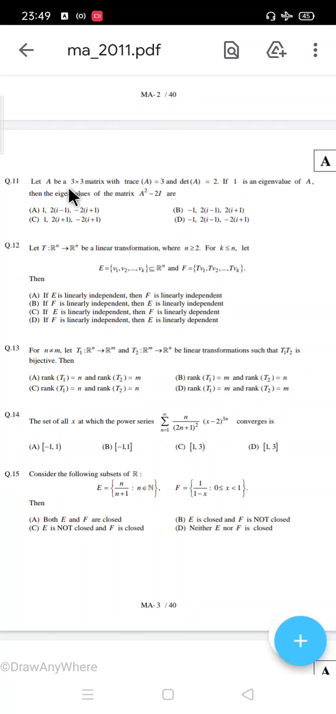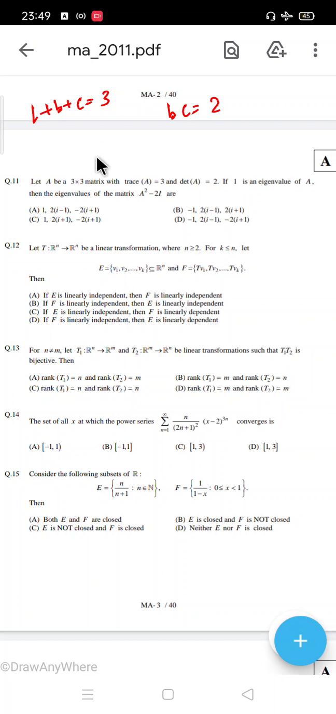Let A be a 3 cross 3 matrix with trace and determinant given. If 1 is an eigenvalue of A, then find the eigenvalue of the matrix given. Okay, so let us first quickly find the trace. That means 1 plus B plus C is equal to 3 and the determinant was B into C is equal to 2. So can you guess the value of B and C?